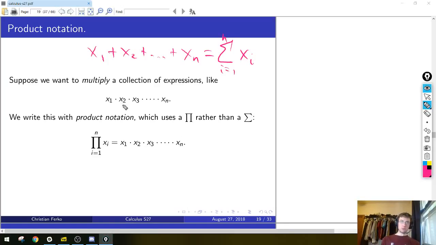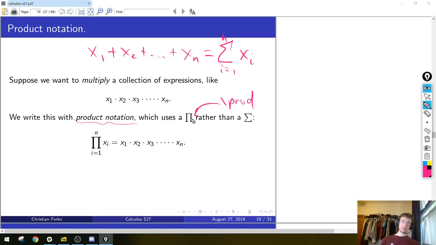What happens if you're going to multiply a bunch of factors? If you're multiplying rather than adding x sub 1 up to x sub n, there's a totally analogous notation which is called product notation or pi notation. This is a capital Greek letter pi. You do this in LaTeX with \prod, I think. Is it prod or product? I think it's \prod.